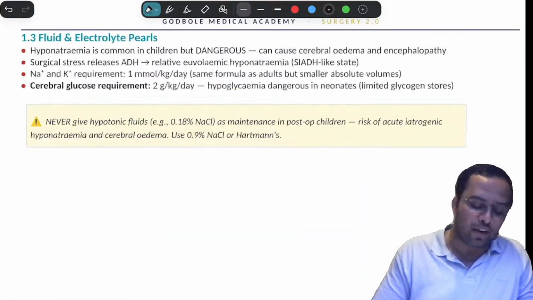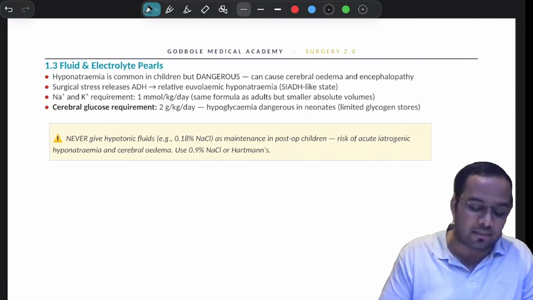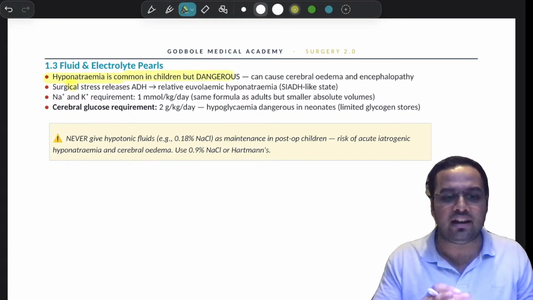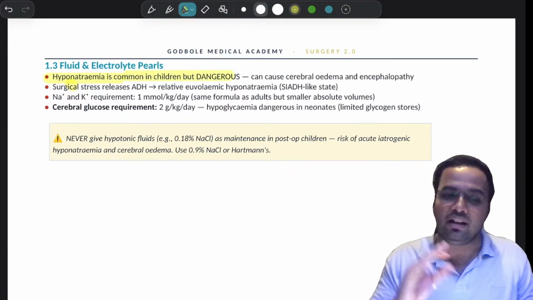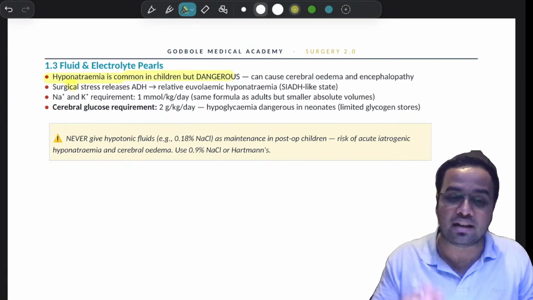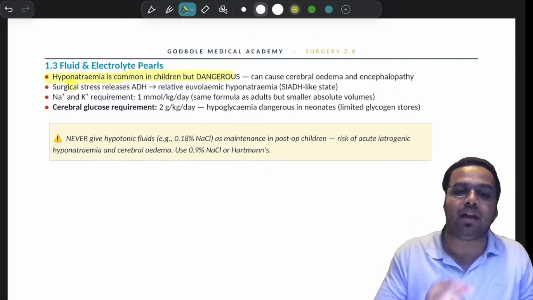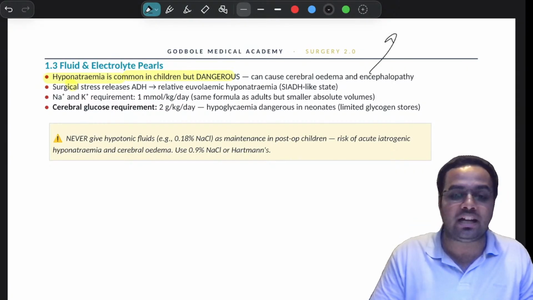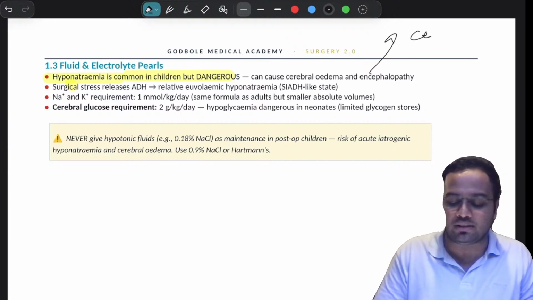Fluid and electrolytes. So hyponatremia is very common in children but is dangerous. In adults, hyponatremia can still be tackled. Hypernatremia is considered to be very dangerous. In the child, hyponatremia is very dangerous because the blood-brain barrier is not developed. With hyponatremia, a lot of fluid shift happens and it can cause cerebral edema.